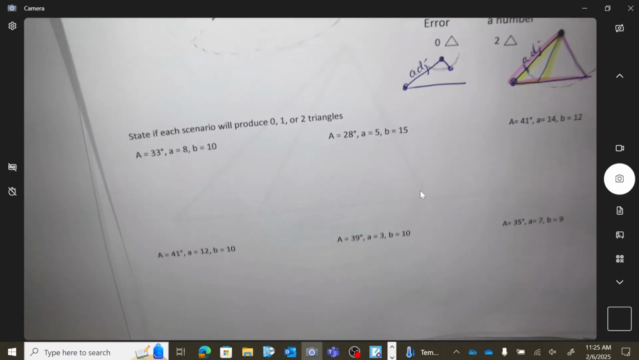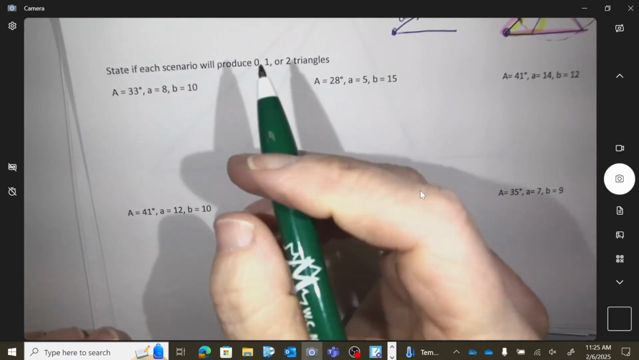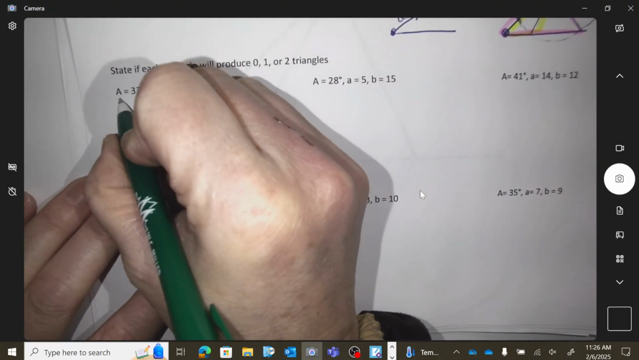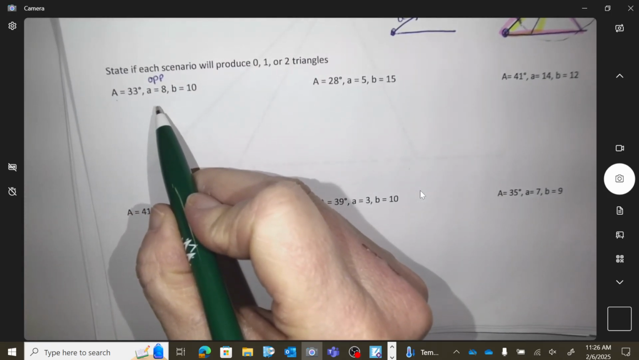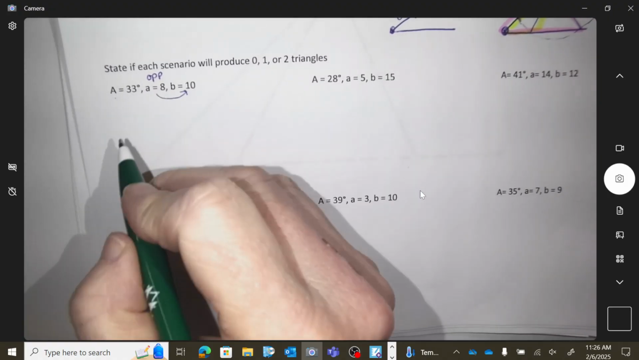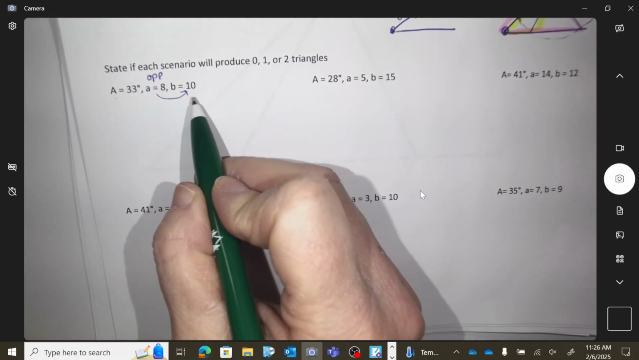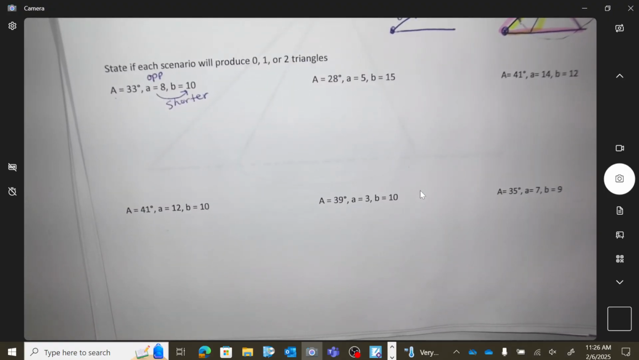Okay, here we go. Tell me 0, 1, or 2. That's all I want here. A is the angle, so that means side A is opposite. What is 8 compared to 10? Shorter. Less, shorter. So, do I write down 1 or should I test it? That's what I'm thinking now. I have to do a test, right?